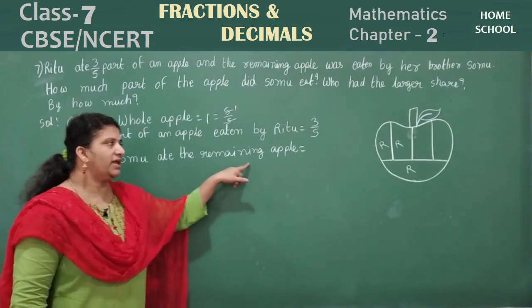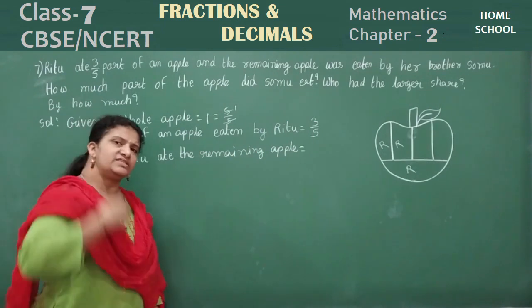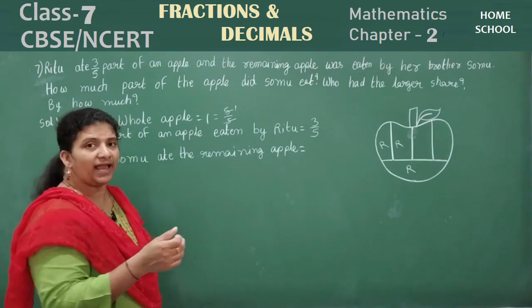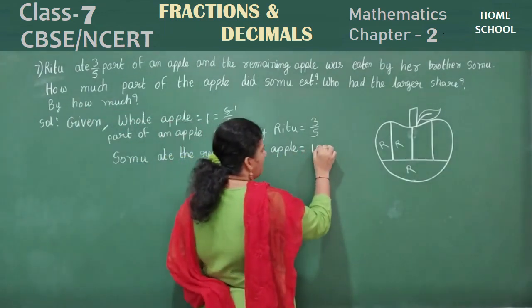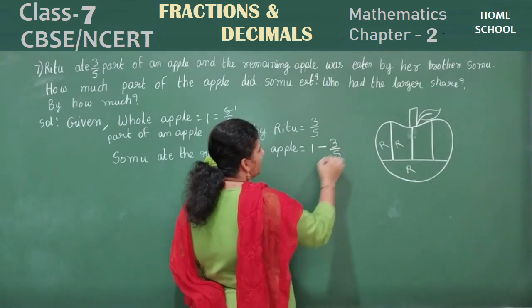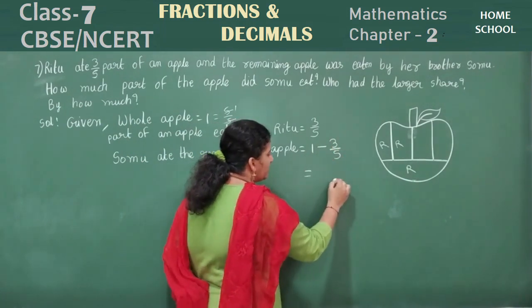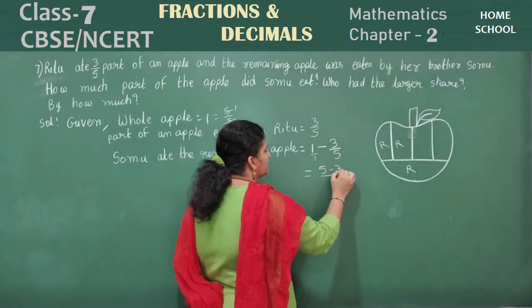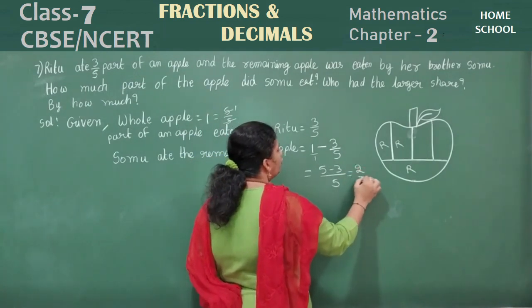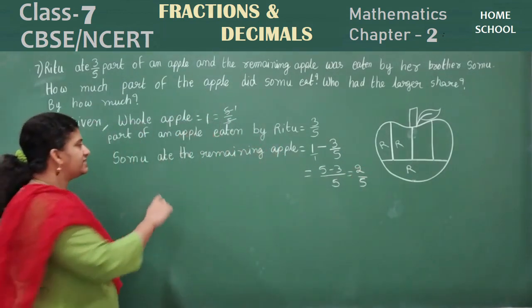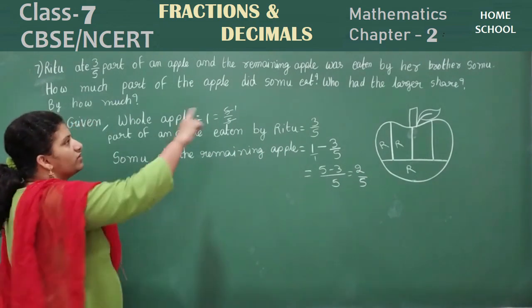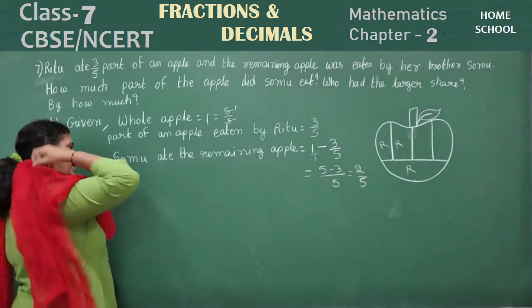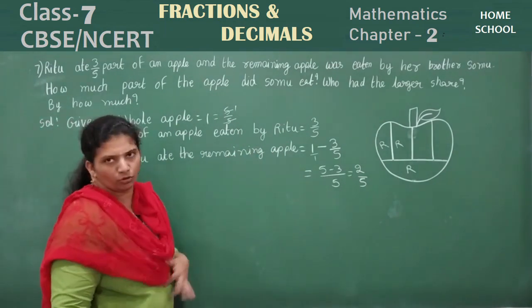Somu ate the remaining apple. How much apple is remained? By seeing the figure you can say 2 by 5. By calculation, how do you calculate this one? In 1 apple, you subtract 3 by 5. Do LCM here, 5. So 5 ones are 5 minus 3. That will be 2/5 part of the apple is eaten by Somu. So now, first question answer you got here, children. Somu ate the remaining apple is equal to 2 by 5, children.